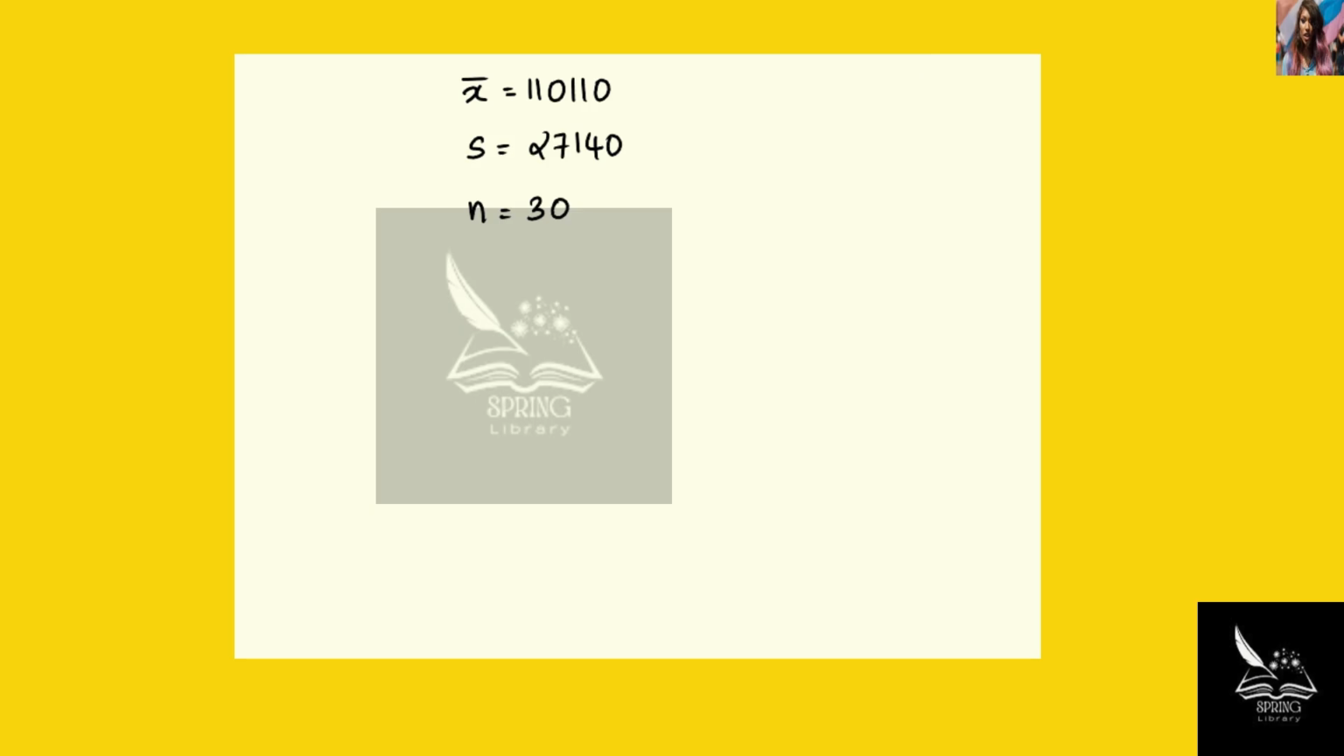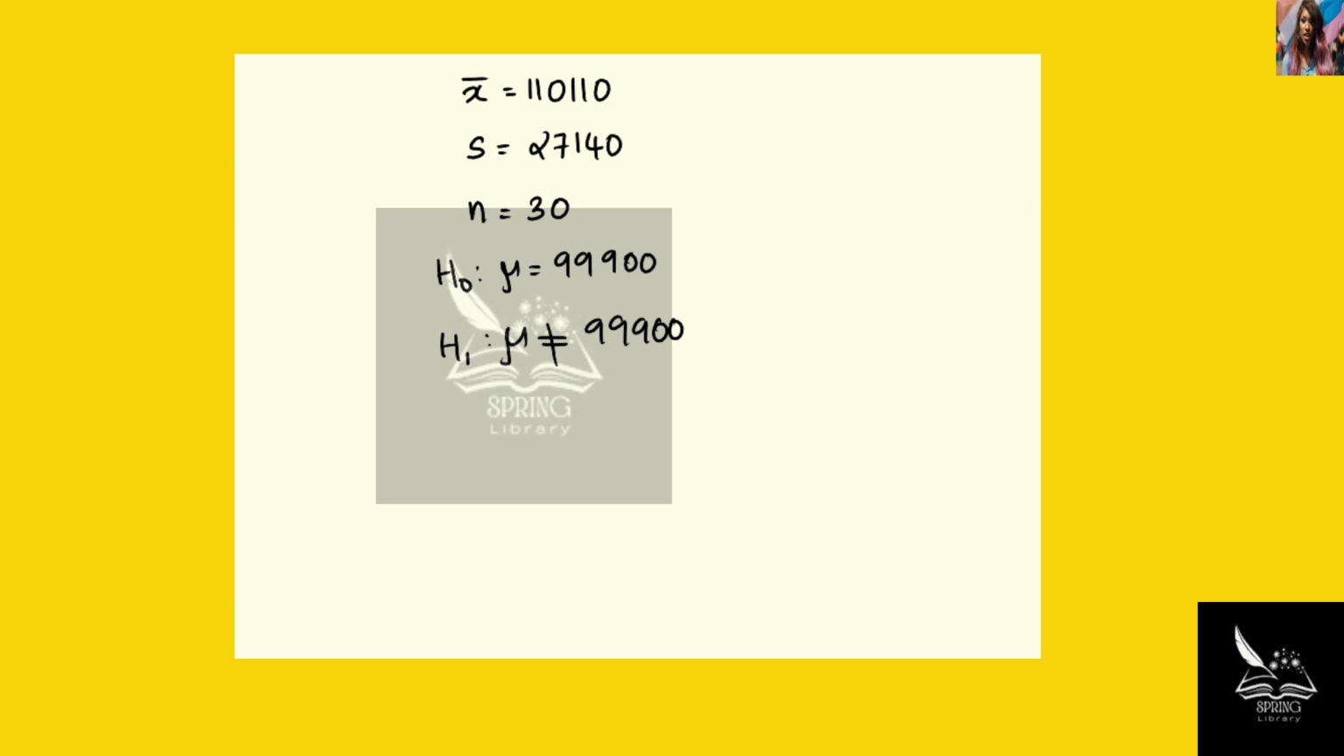Hello students, for the first question, given that the sample mean x bar is 110,110, the sample standard deviation S is 27,140, and the sample size n is 30. Let mu denote the average 401k account balance. Here we want to test the null hypothesis H naught: mu is equal to 99,900, against the alternative hypothesis H1: mu not equal to 99,900.